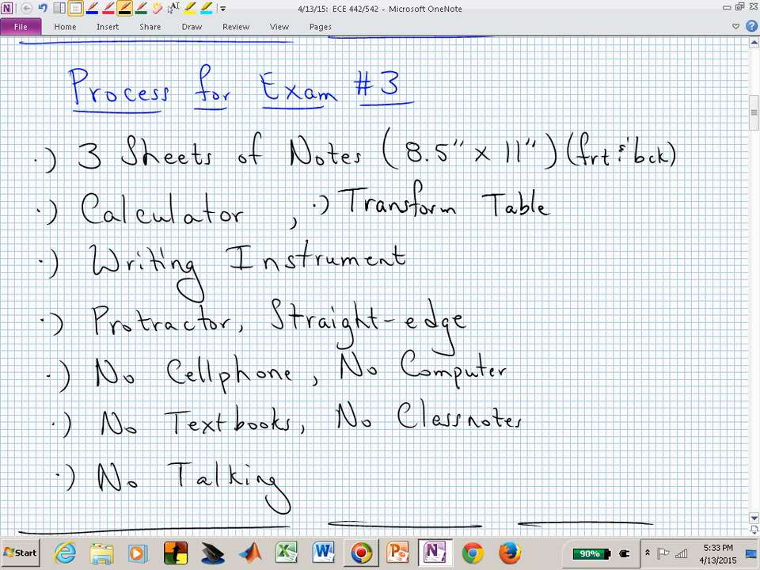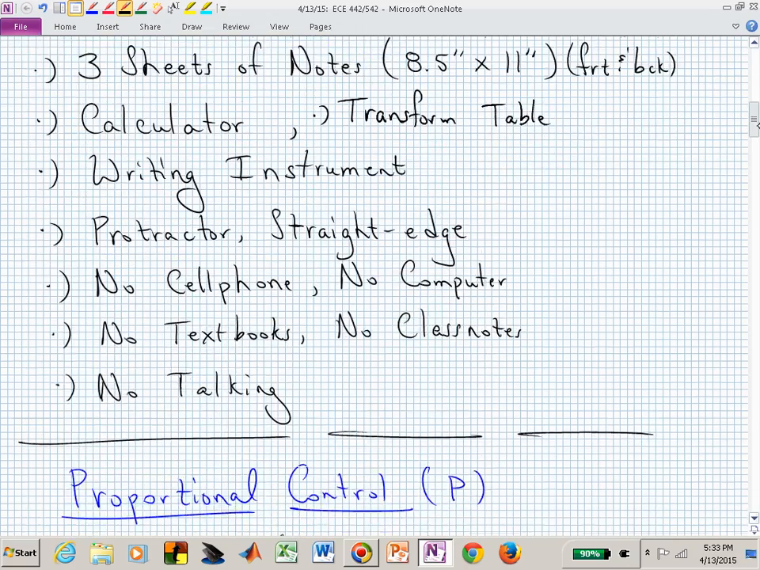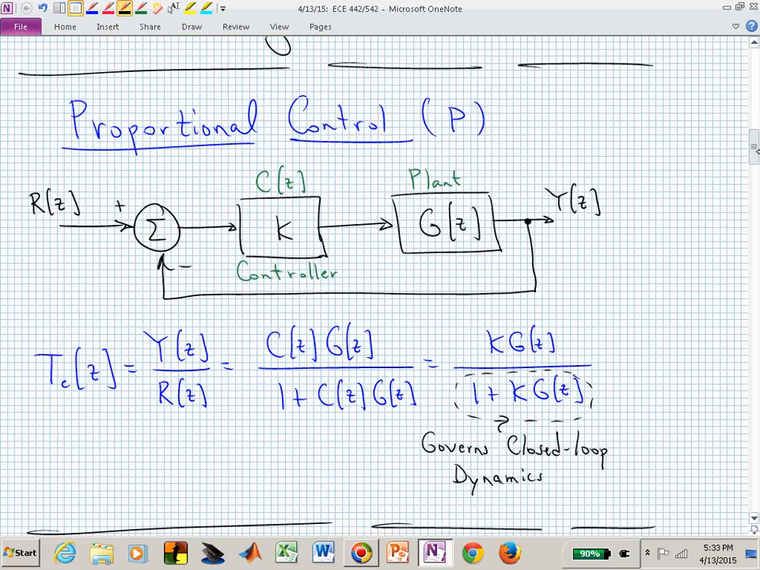You wouldn't know it by the lectures, but then there's all the no's. The no cell phone, no computer, no textbook, no class notes, no classmate, no talking. The topics are basically homeworks 5 and 6. That's what the material is for exam 3. We'll talk a little bit more about that at the review session tonight at 7.